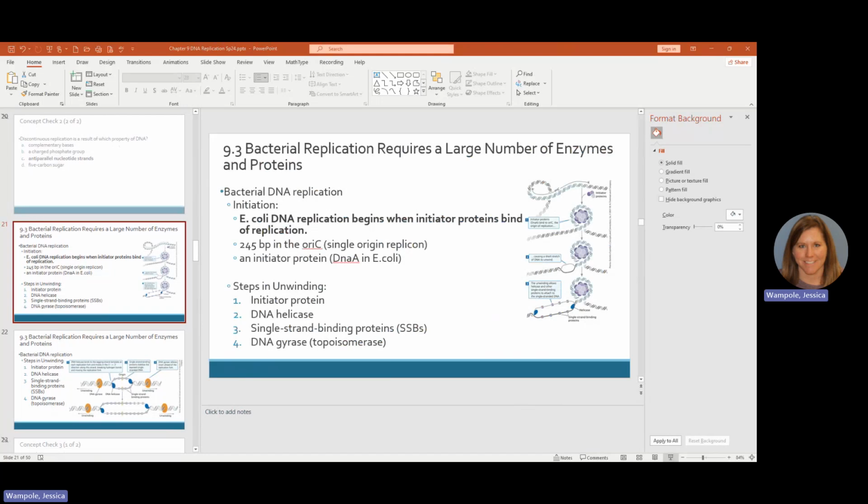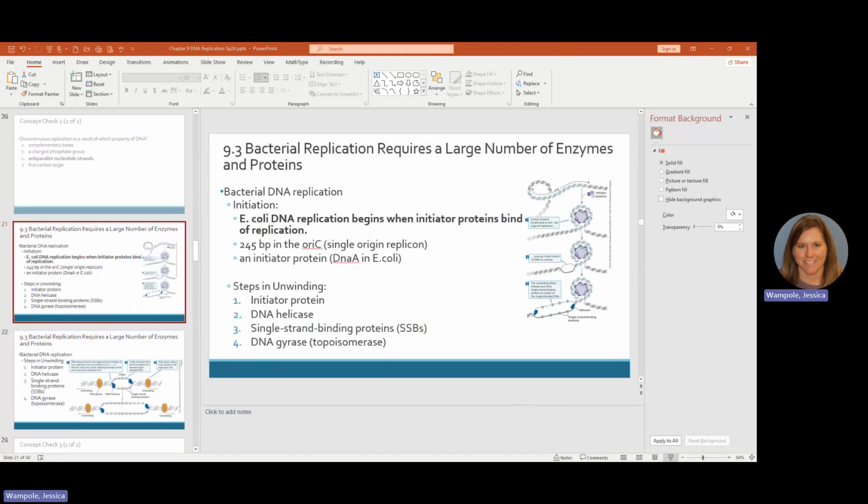This is going to open up and start unwinding at the origin. We're going to need some proteins that are not enzymes, but these help keep the double strand apart, keep it open. These are called single-stranded binding proteins. And then we also need an enzyme called either DNA gyrase or DNA topoisomerase. I'll probably call it topoisomerase because that's just what I'm used to, but your textbook, I think, calls it gyrase. So we will talk about what all of these things are as we get there, but that's what we're going to need.